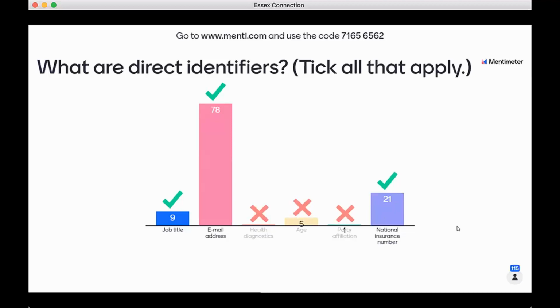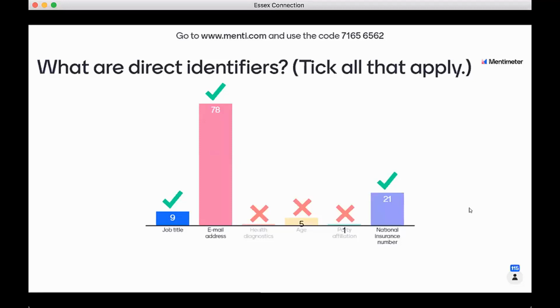So most people chose email address, and that is correct. The second most popular answer was national insurance number. That's also correct. And then job title. Yes, based on the previous slide, it can be a direct identifier as well. And then we have the incorrect answers, which are health diagnostics, age, and party affiliation. Those are referred to as indirect identifiers, right? So they don't necessarily point to one person.